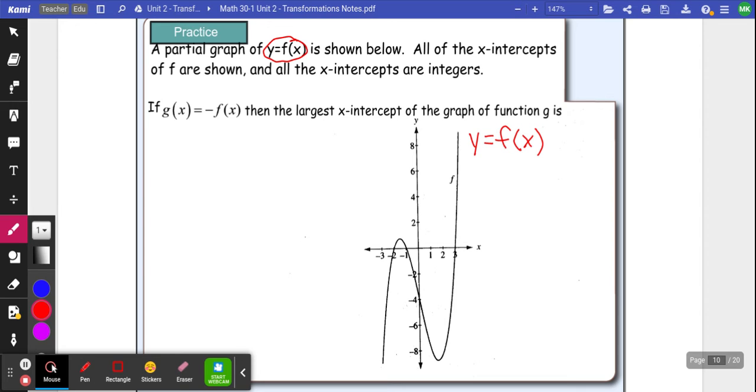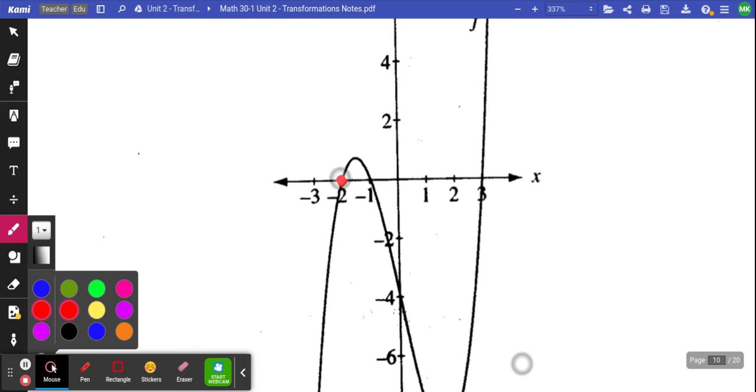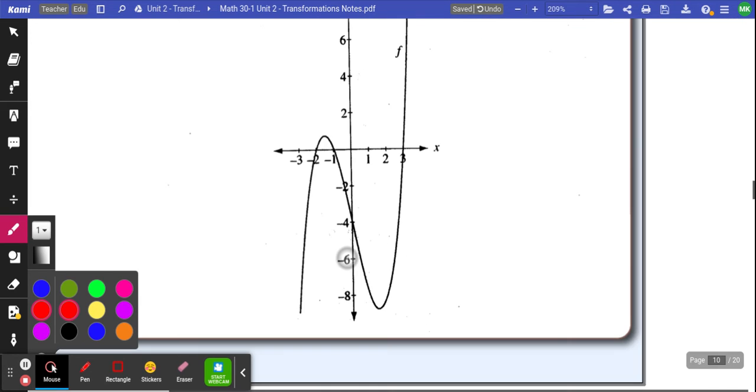Don't get caught up in what the function is, because they're not going to tell you the function, right? Just go with the picture of it. This is the function. Don't try to figure it out at this point. It's too hard. It says all of the x-intercepts of f are shown below, and all the x-intercepts are integers. That just means they are what they actually look like. Like this one right here is actually at -2. It's not -1.9 or something like that. This one is at -1. This one is at 3. They're just trying to help you see that what you see is actually true.